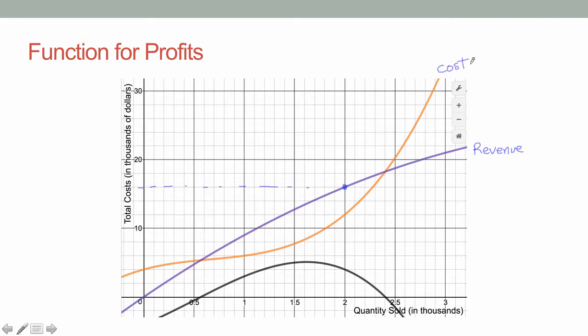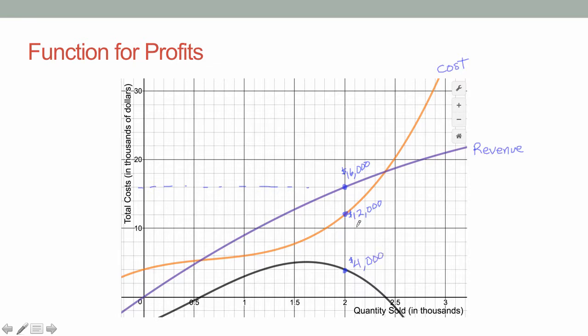But I also have my cost function right here. Remember that third degree polynomial? It kind of increased, decreased, and then increased again. And this one is telling me, based on certain things, it's going to cost a certain amount. So say if I sell 2,000 items, I'm going to make $16,000, but it's going to cost $12,000.